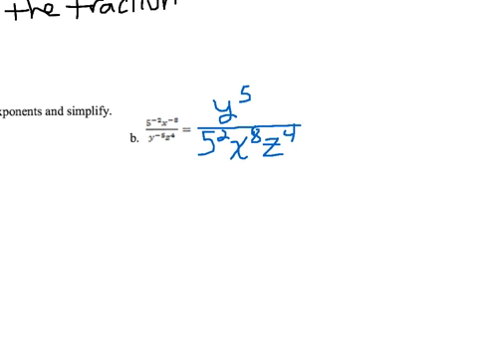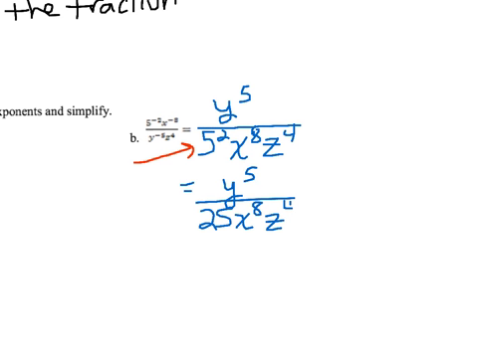So we've moved the things across the fraction bar, and now all we need to do is simplify. In this example, the thing that we can simplify is the 5 squared. 5 squared is 25. So the final answer is going to be y to the 5th over 25 x to the 8th times z to the 4th. And that is how we get rid of those negative exponents. We make them positive by moving them across the fraction bar.